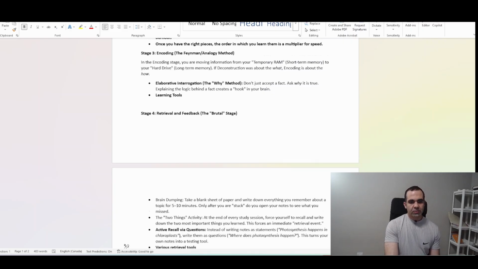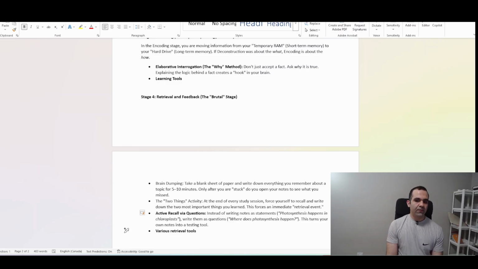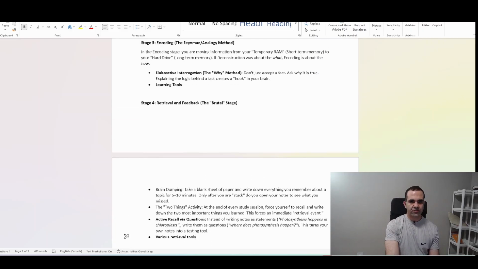The other technique is the two things technique. At the end of every study session, force yourself to recall and write down the two most important things you learned. This forces an immediate retrieval event. And active recall via questions: instead of writing notes as statements like photosynthesis happens in chloroplast, write them as questions. Where does photosynthesis happen? This turns your own notes into testing tools. And we also have various retrieval tools.